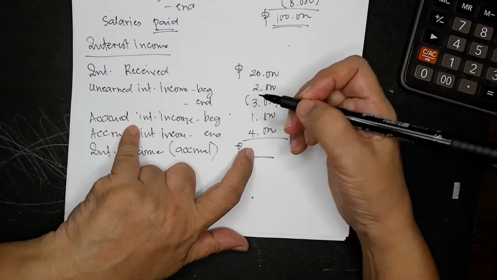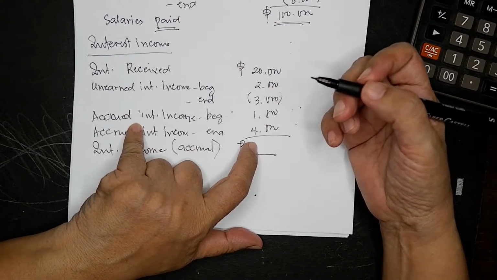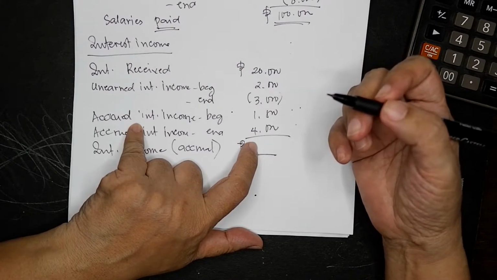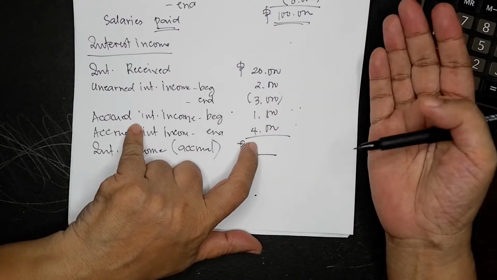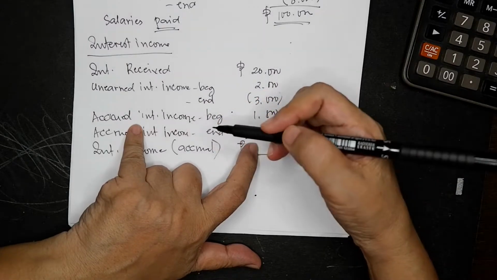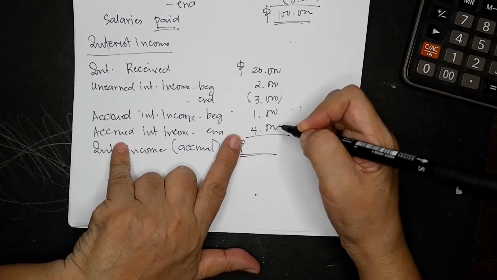And then we have accrued income. What is accrued income? An income already earned but not yet received. So kinita na natin pero hindi pa natin tinatanggap ang bayad. Okay, accrued interest income. Kinita ba yan natin ngayong taon?